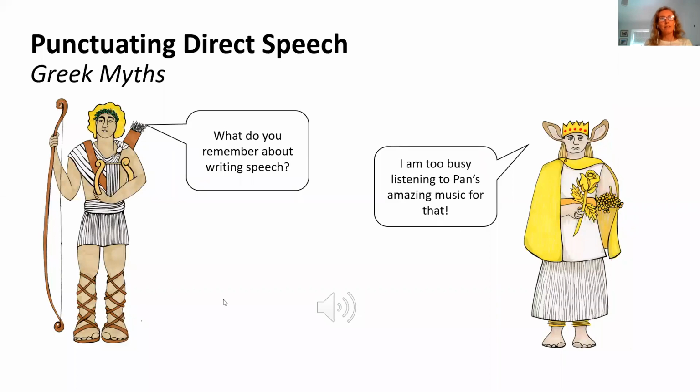Okay, so let's go on to the PowerPoint now, which is looking at direct speech. So I'm just going to share that screen with you now. Right, so as you can see, the characters are from the Greek myth, which is King Midas and the donkey's ears. So we've got Apollo on the left and King Midas on the right. And you can see that both of them are speaking, and the speech is put in speech bubbles. So I'm going to read it to you.